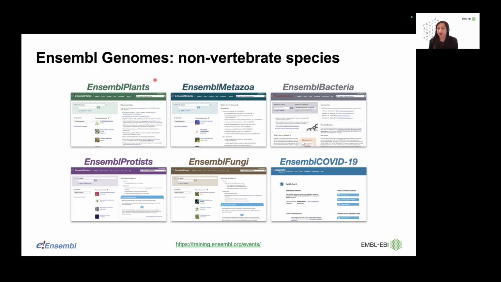Ensembl Genomes is divided up into different taxa. So we've got a portal for plants, a portal for invertebrate metazoa, bacteria, protists, and fungi. And we also have a separate portal for the coronavirus genome. All of these different portals are actually structured the exact same way. So once you are familiar with, let's say, the main site, which we're going to focus on today, you'll have no problem navigating any of these other sites.